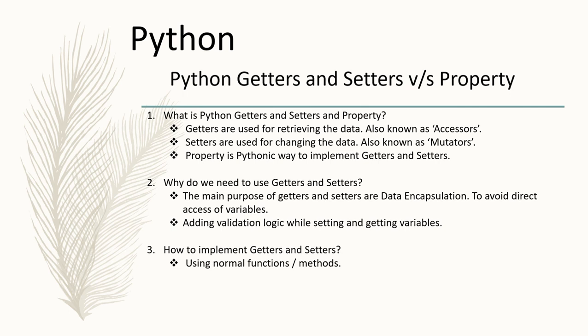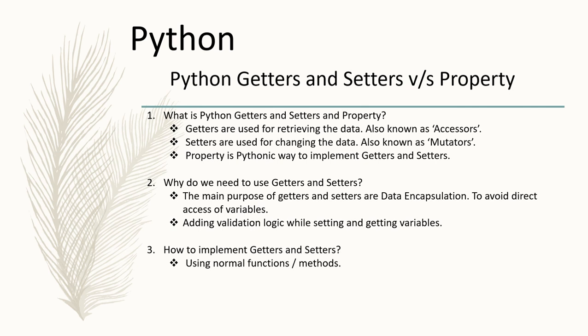And our next question is, why do we need to use getters and setters? The main purpose of getters and setters is data encapsulation. This is one of the OOPS concepts, to avoid direct access of variables. And the second purpose is adding validation logic while setting and getting the variables.